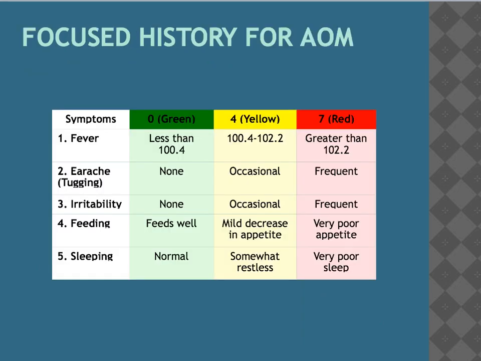When caring for a sick child in either the emergency department or urgent care setting, your exam and history should be very focused and concise. A focused history for acute otitis media includes asking about symptoms such as fever, earache, irritability, feeding, and sleeping. This chart demonstrates that there can be a grading system for these 5 symptoms, with yellow and red being more indicative of an ear infection. Other questions that you may want to ask are, was the child breastfed? Does the child attend daycare?